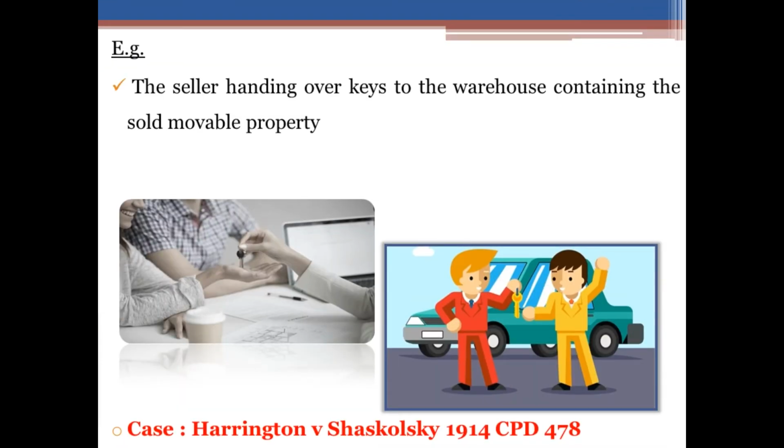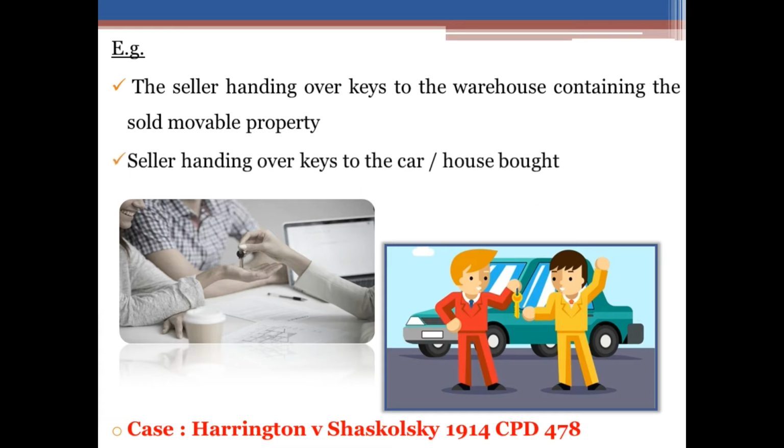For example, the seller hands over keys to the warehouse containing the sold movable property, or the seller hands over keys to the car or house that has been bought by the buyer. The keys are the control to the thing that has been bought by the buyer. The seller cannot physically hand over the car or the house using actual delivery. So he uses symbolical delivery where keys to the car or to the house are delivered to the buyer, which are the means of control to the car and that house, respectively.